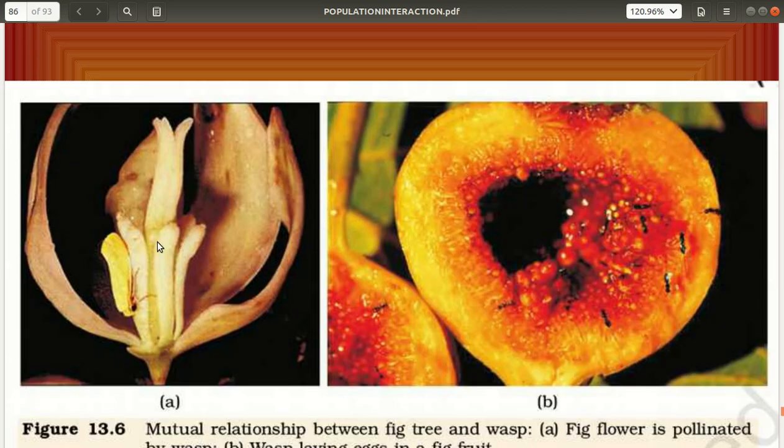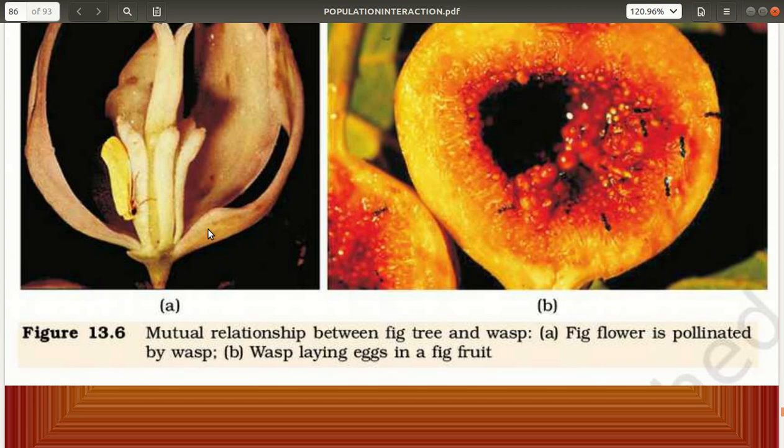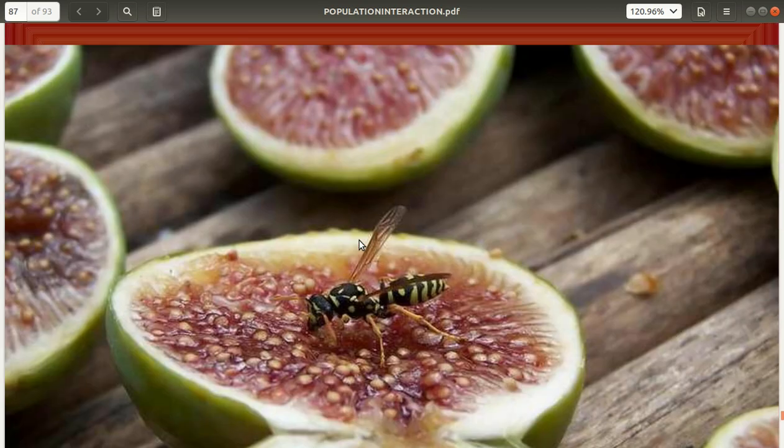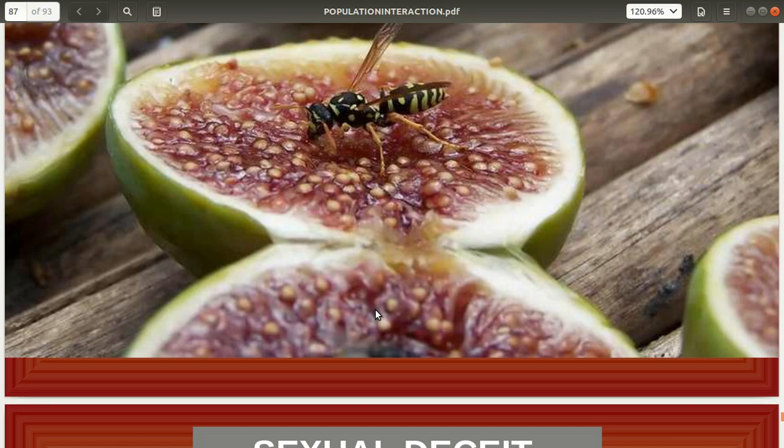So this is the photograph that the textbooks prescribe for the mutual relationship between fig tree and wasp. The fig flower is pollinated by the wasp, and the wasp lays eggs in a fig fruit. So these are the examples of it. You can see the wasp insect in the Anjura or Atti Hannu.